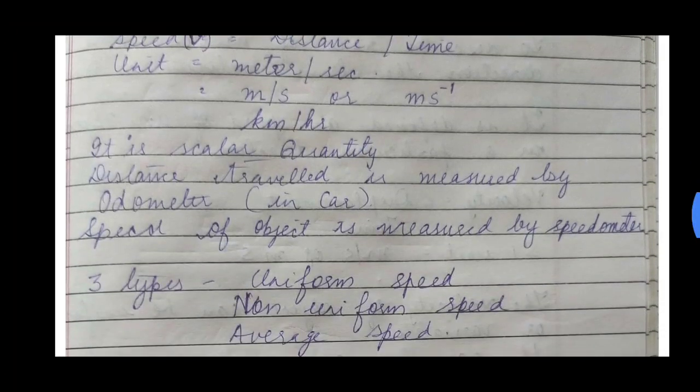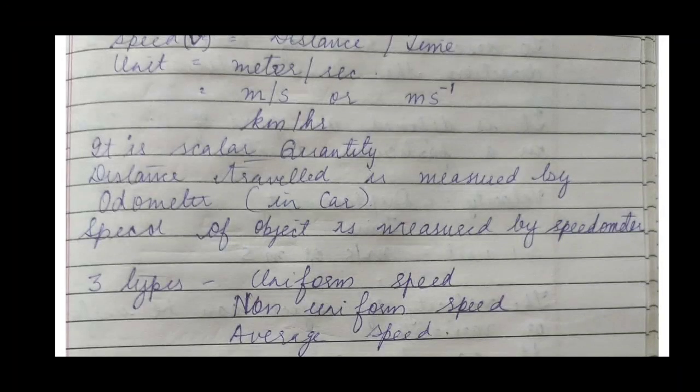Now distance traveled is measured by an odometer. When we drive vehicles, you can see that on the vehicles there is a digital meter that shows the distance traveled and that shows the fluctuation. An arrow keeps fluctuating. When does it fluctuate? When we increase or decrease speed, right?